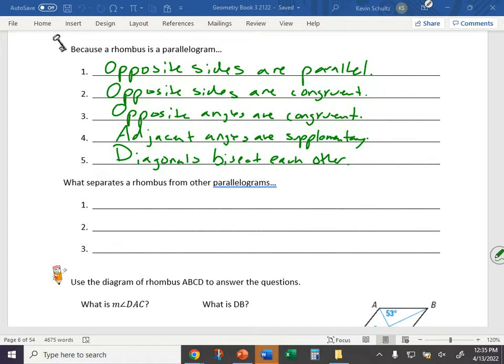So then, what makes a rhombus special, right? This is what a rhombus has in common with other shapes. What makes it special? Well, one of those special features.